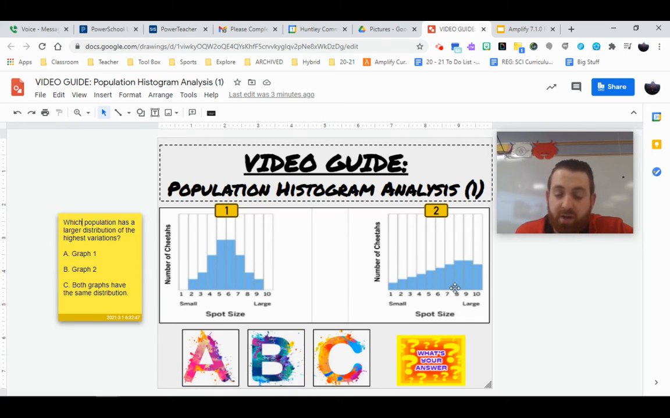So if we're looking at which of these has a larger distribution of the highest variations, well, our highest variations are going to be 8, 9, and 10. So in this case, it's going to be graph number 2. So the letter B was the correct answer. Obviously, the variations and distributions are different from both graphs, but here it's asking about the largest distribution of the highest variation. That's the key, highest variation. So hopefully we got that right.